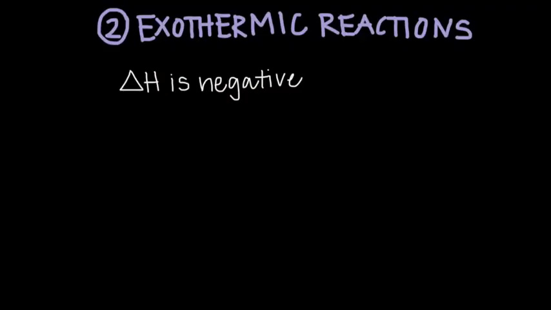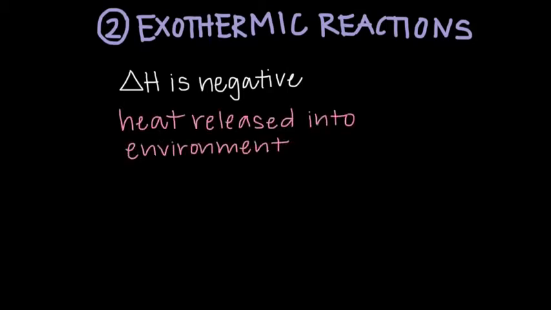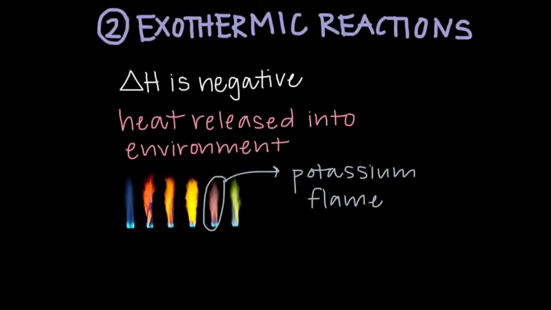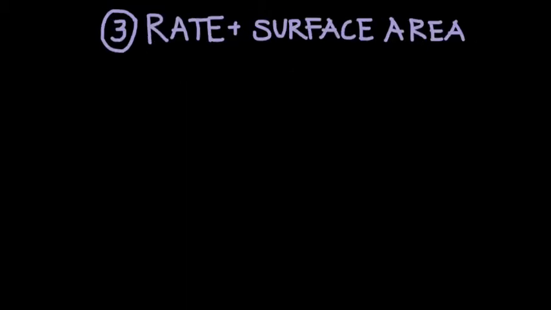The fact that this process is an exothermic reaction explains why we observe this flame. In this reaction, delta H, or change in enthalpy, is negative, which means that heat is released into the environment. We observe this release of energy as a flame, and because potassium is a reactant, the flame appears purple. The rate of reaction is relatively slow, which is why it takes us so long to observe the purple flame.